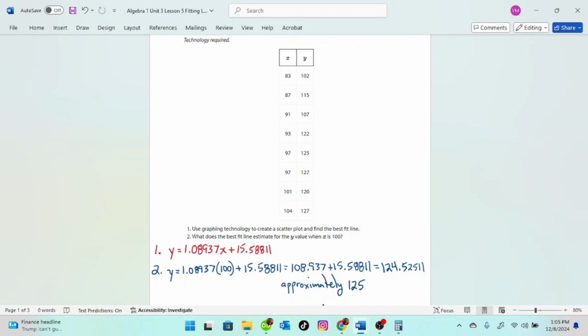And if you look in the table of values, if I were to put a 100 in here between the 97 and the 101, this 125 does fall between the 127 and the 120. So that does seem like a reasonable approximation. If you have any questions about how to solve this practice problem, please use class time to ask for further clarification before we move forward.